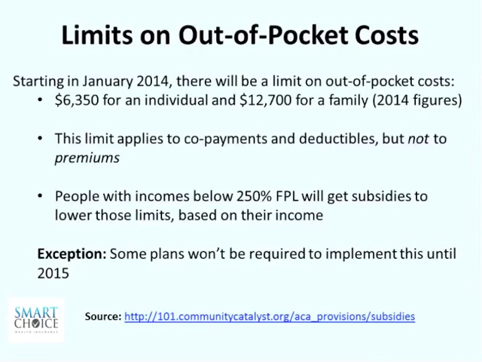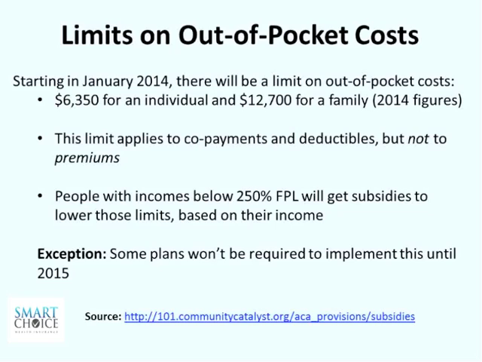I talked a little bit about the out-of-pocket cost limits. This is something else that is new with the Affordable Care Act. Starting in January of 2014, an individual cannot spend more than $6,350 annually on out-of-pocket costs for health care, or $12,700 for a family. This is limited to co-payments and deductibles. This is not premiums. So you can spend money on premiums, and that doesn't count toward this total.